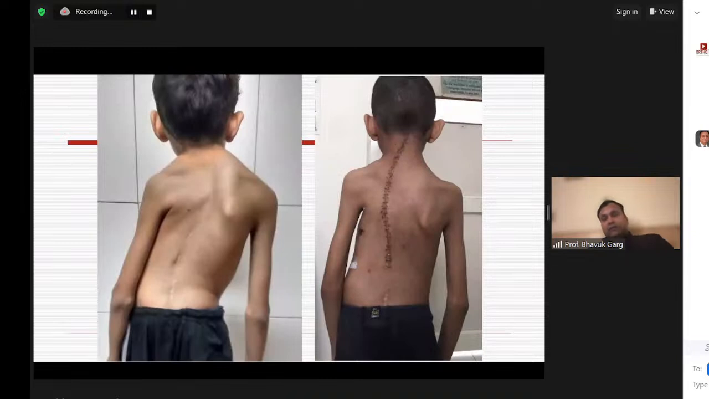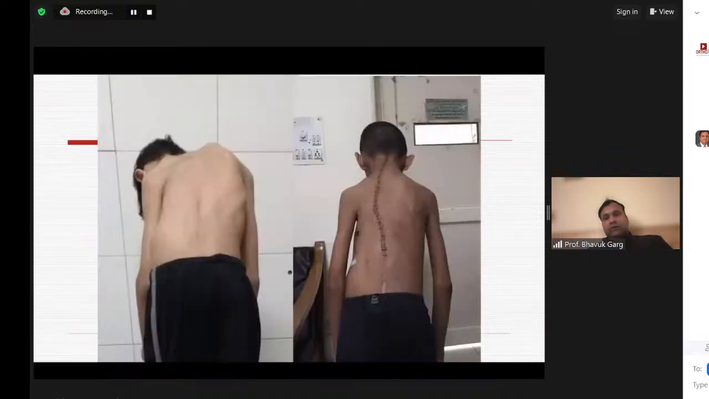The power of the correction was so much that actually the straight line, the incision line, tilted to the other side, and this is the post-operative comparison of the bending film, the bending pictures.